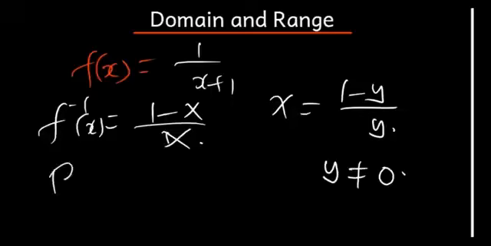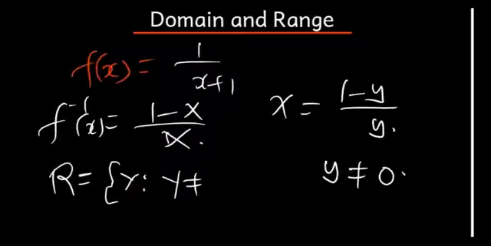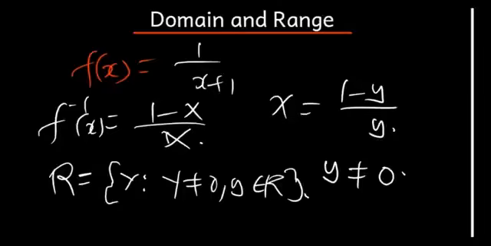So range is going to be y is such that y should not be equal to 0. y can be anything but should not be equal to 0. At the same time, y can be a member of all real numbers. So that is my range. So to find the range, just find the inverse. That will be the range.